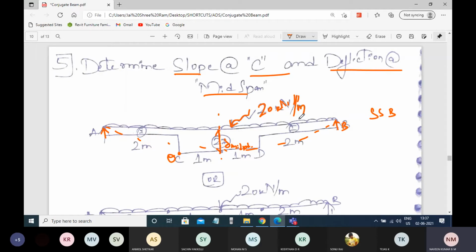And very important, you need to see the change in EI. From A to C, the span is 2 meter, and the moment of inertia is considered as I. From C to D it is again 2 meter, but the moment of inertia is 2I. And from D to B it is again 2 meter, so the moment of inertia is I.